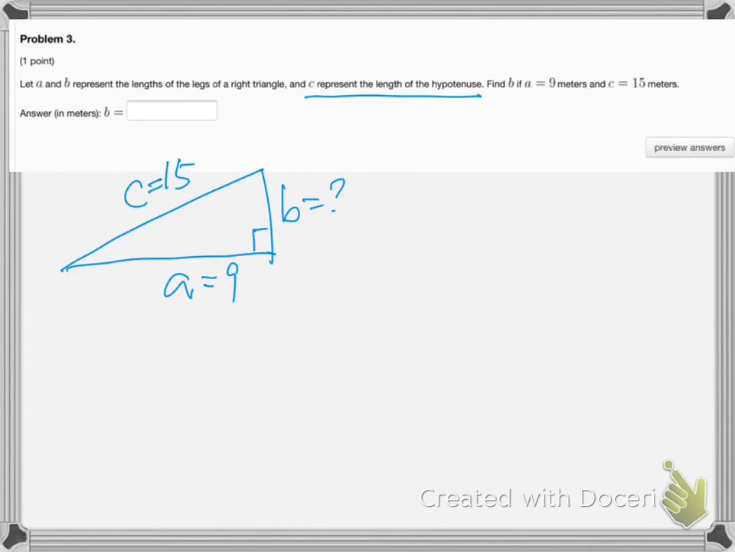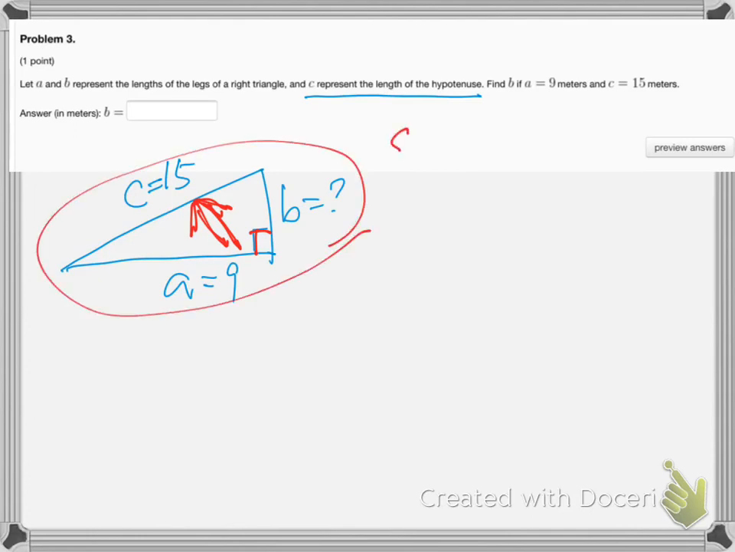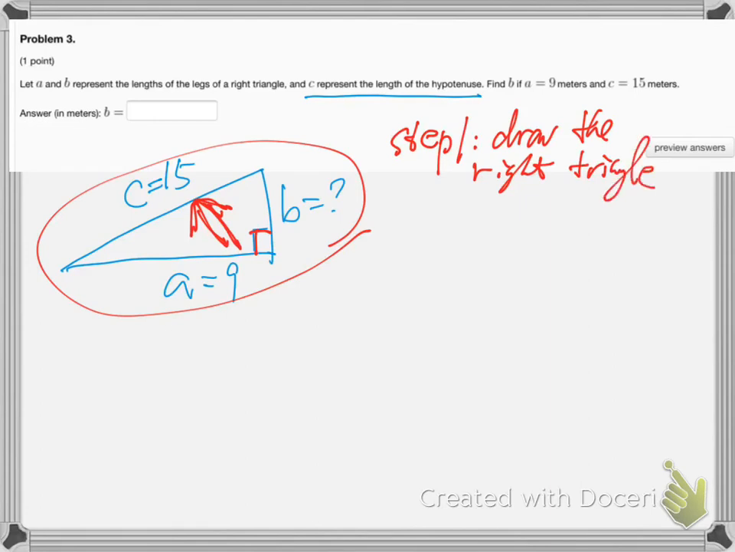Again, the hypotenuse is the most important side. It is the diagonal side, the opposite of the right angle. So this is the right angle, 90 degrees, if you know it. So this is step 1, draw the right triangle and label A, B, C. Step 2 is the Pythagorean theorem: A squared plus B squared is C squared. You have to remember this theorem, okay?